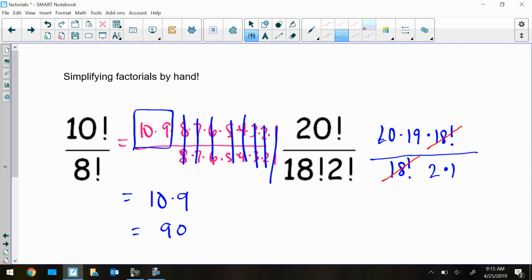The other thing that's going to happen is that 20 and 2 will simplify down to 10 and 1. So if you start to recognize that these things can happen, you're going to end up with something much easier to do in your brain without a calculator. You're going to end up in this case with just 10 times 19, which is 190. Okay, so you're going to see some of these as well.